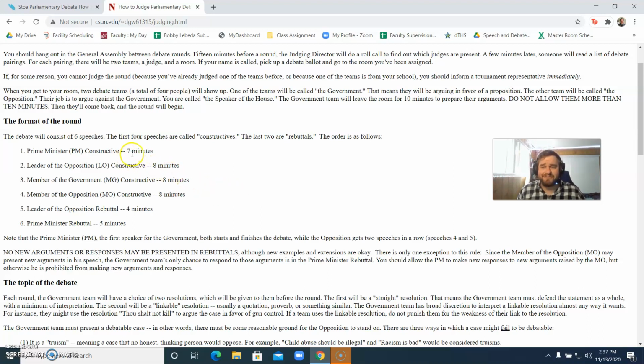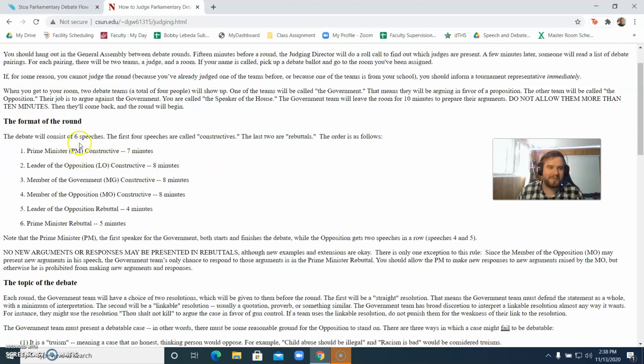So again, just wrapping this part up, you have a 7-minute affirmation or opening or government or proposition speech, whatever you want to call that side. Then an 8-minute negation speech, and then another 4-minute negation, and then a 5-minute rebuttal. So as you'll notice here, the affirmation and negation all speak total the same amount of time, so it is fair in that regard.